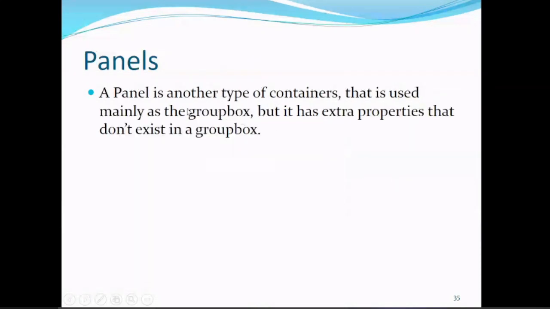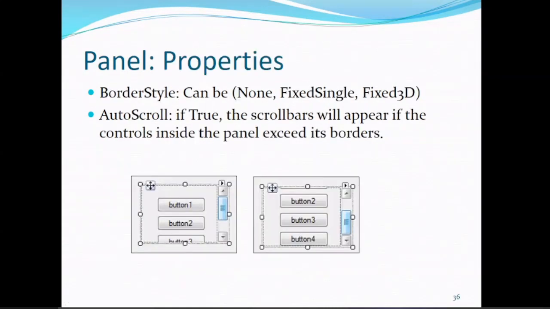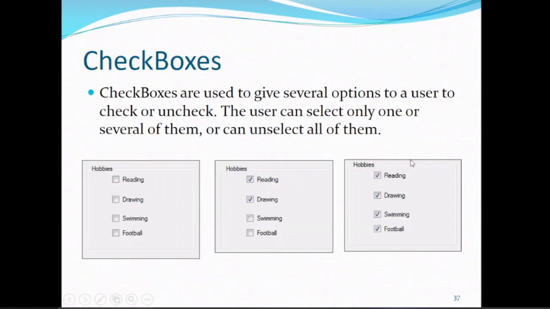The panel is another type of container that is used mainly like the group box, but it has extra properties that don't exist in the group box. So this is another type of container. Panel properties are border style and auto scroll.